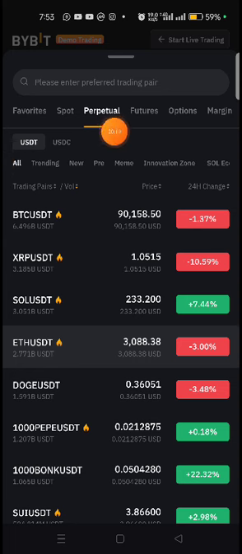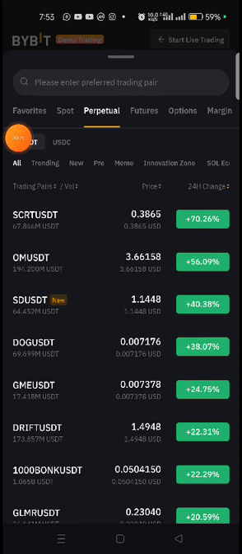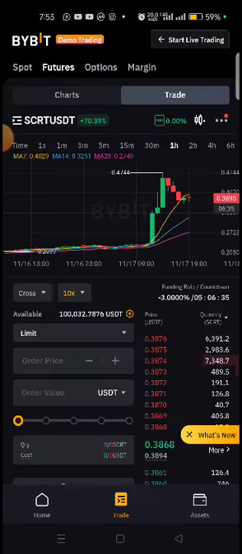Put it on perpetual. That's the futures side. I want to short a coin. I'll short a coin and long a coin with this 25. So this coin is on 70%. Let me put it on short.